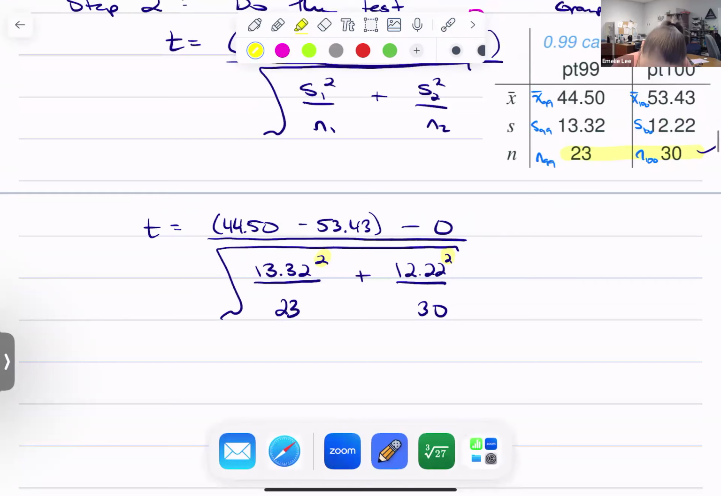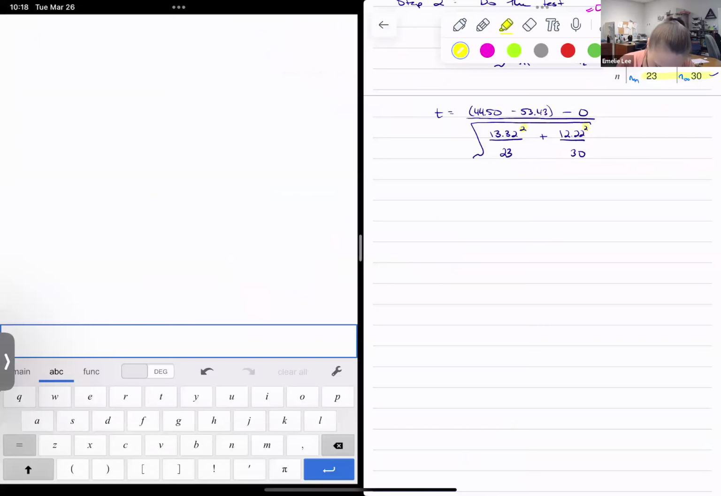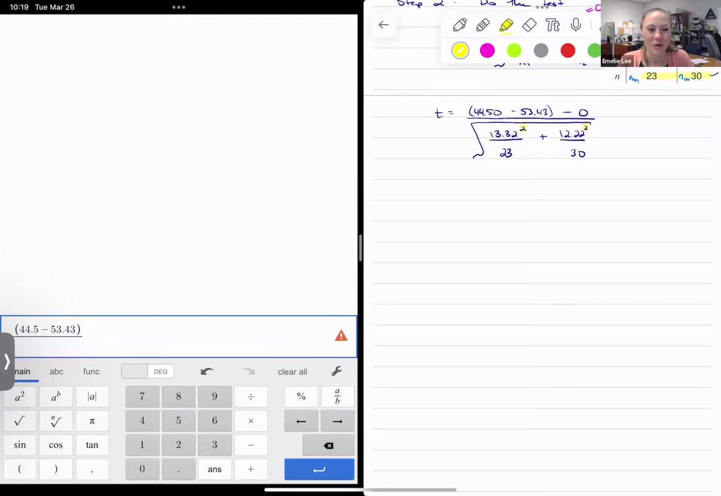Okay, so now I'm going to calculate this, clear all, and let's see here. I'll put it in brackets, 44.5 minus 53.43. That's the difference in the means. My point estimate for the difference in the means. I should have had more brackets, but I'm finding it hard to click in there.